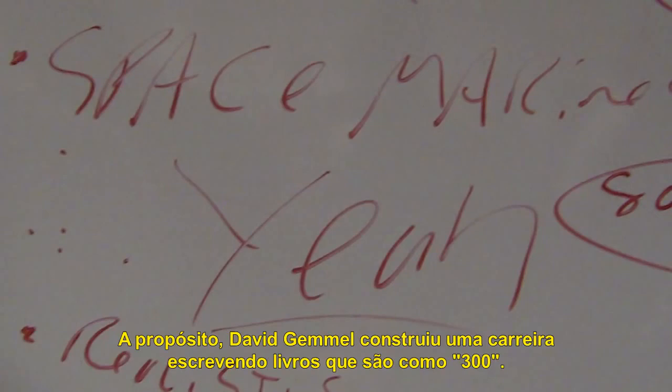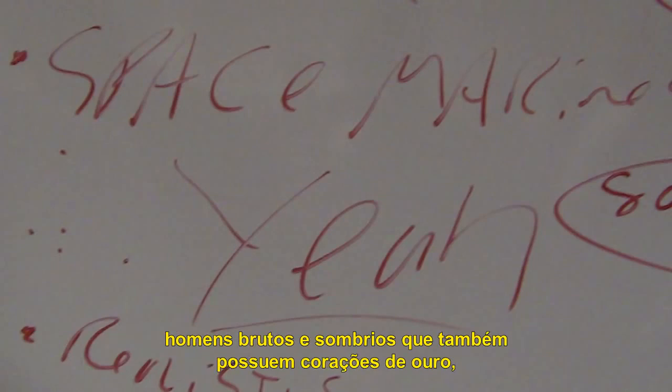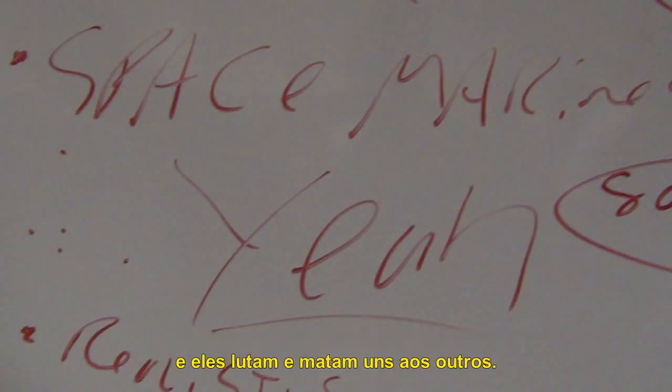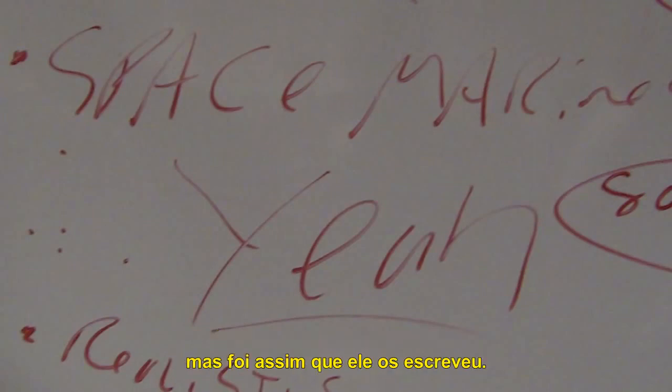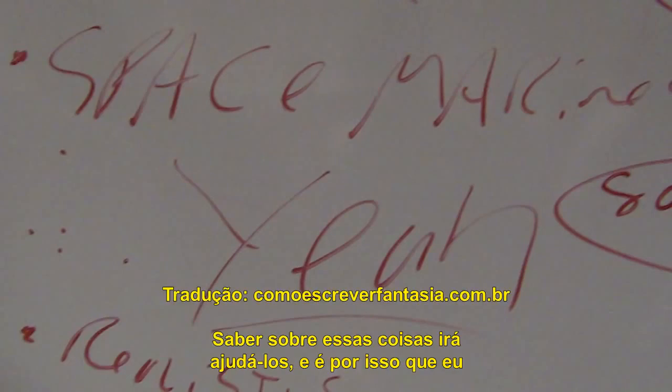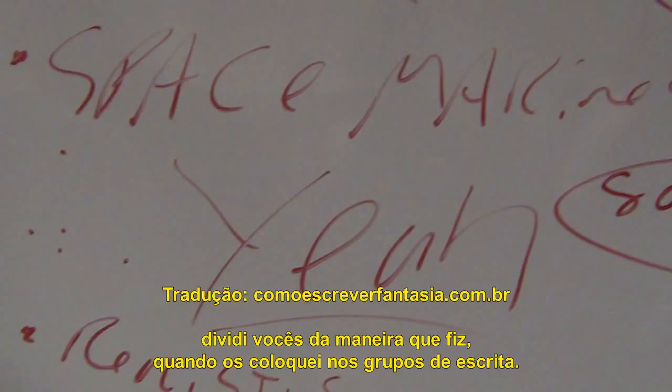By the way, David Gemmell made an entire career of writing books like 300, with dark, gritty men who have hearts of gold, standing on the wall defending against people who are also dark, gritty men who have hearts of gold, and they all fight and kill each other. It's like every one of his books. They're awesome, but that's how he wrote his books. So knowing these things is going to help you, and this is why I tried to split you up into the divisions I did when I put you in your writing group.